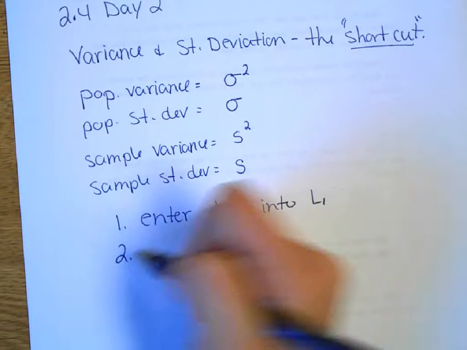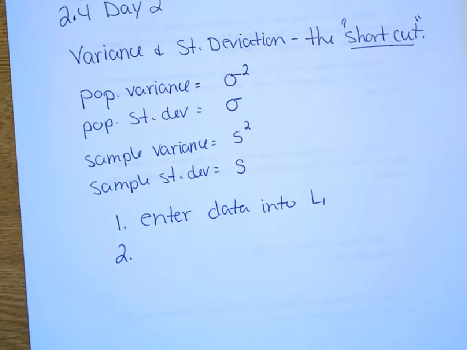All right. Number 2. So all you need to do is put them in a list. Now you just got to ask the calculator, please give me the standard deviation and the variance. Okay, this is what we're going to get.